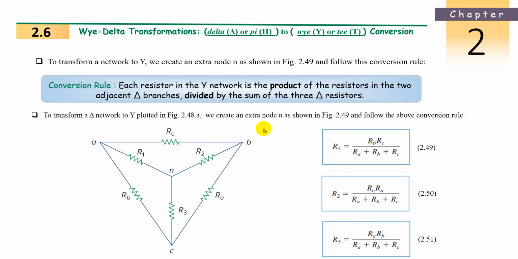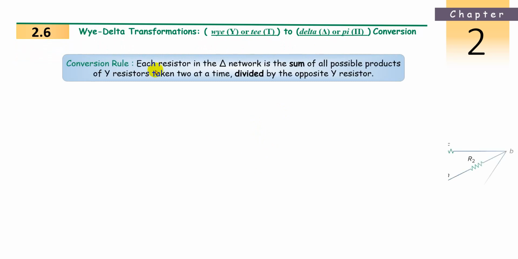Now we will go for the Y to delta conversion. The definition says each resistor in the delta network, whether left side, right side or down side, is the sum of all possible products of the Y resistors taken 2 at a time, meaning the product of 2 resistances at a time, not all 3, and that sum is divided by the opposite Y resistor.